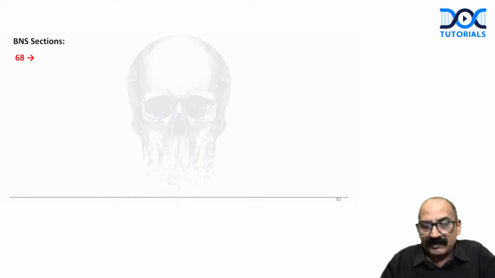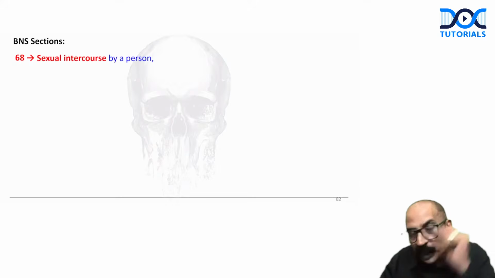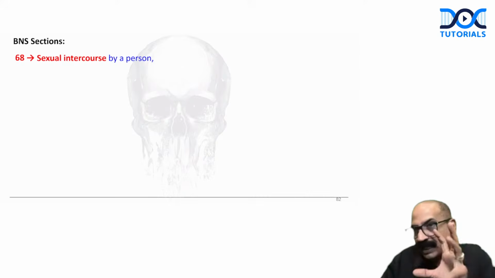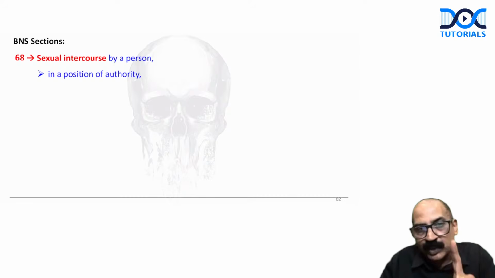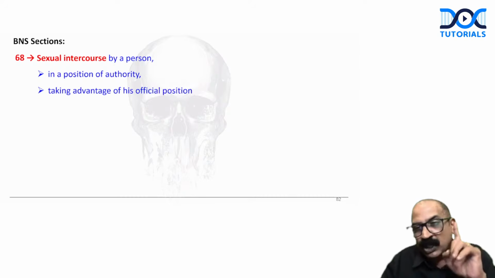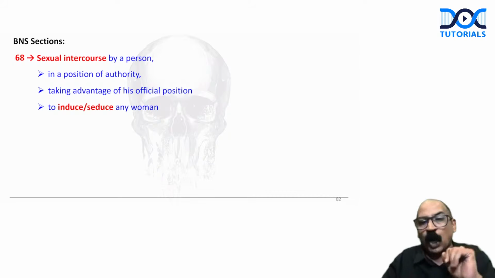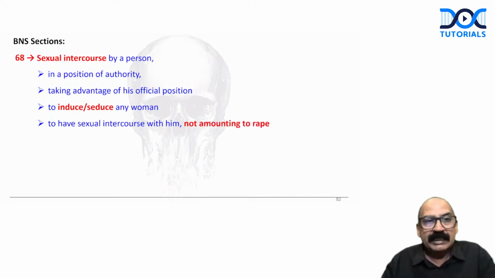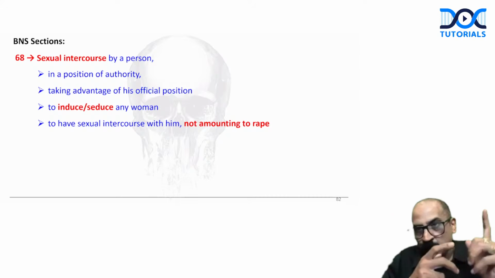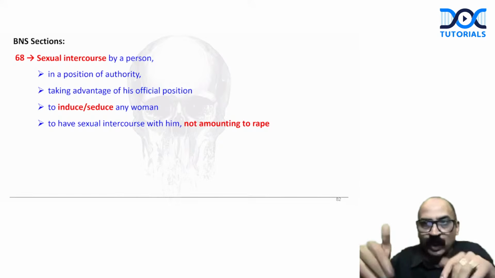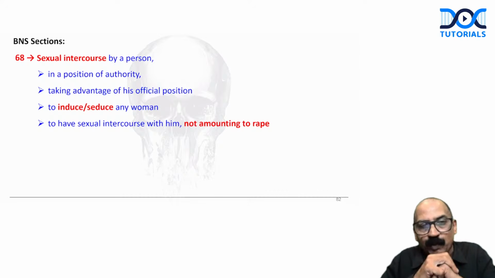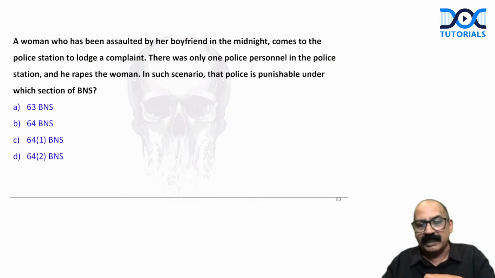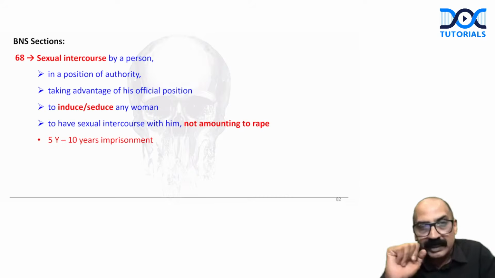Section 68. Sexual intercourse by a person in a position of authority. It is not rape. It does not start with a rape. It is sexual intercourse by a person who is in a position of authority, taking advantage of his official position to seduce or induce a woman for sexual intercourse, not amounting to rape. That means it is not custodial rape. It is sexual intercourse where the woman gives consent, but consent is given because he takes advantage of his official position to induce or seduce a woman. Minimum imprisonment is 5 years, which may extend to 10 years.